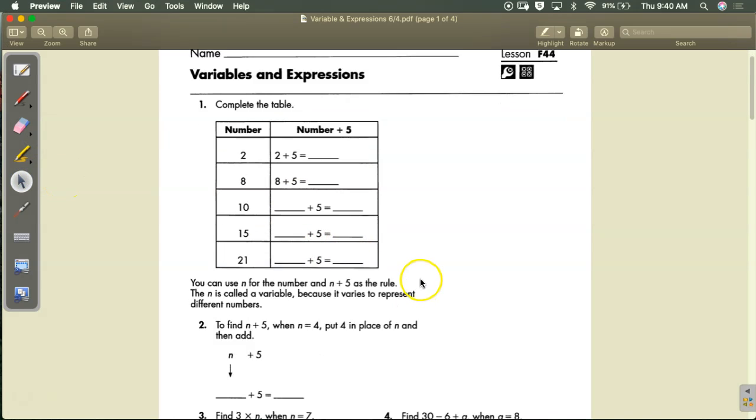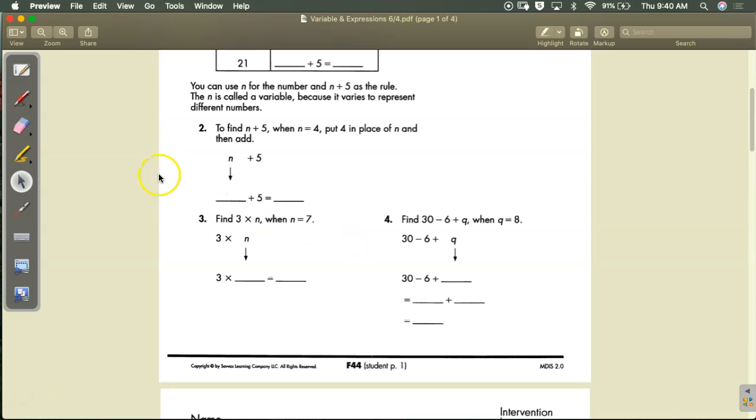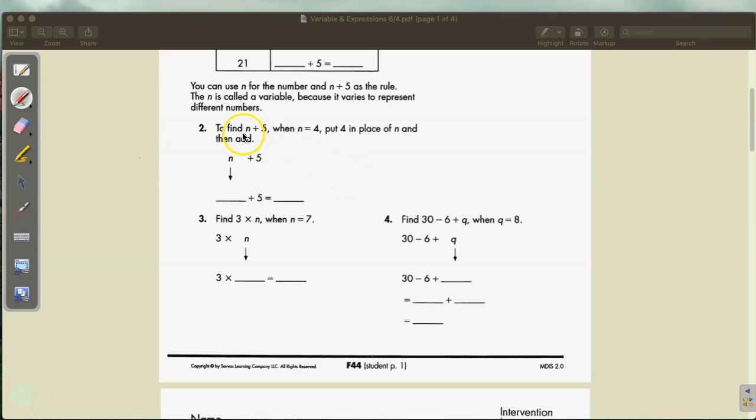Over here on number 2, for number 2 right here, you have the equation right there, the expression, and I'm going to write my little function machine here so you can see it in action. I have the n, plus 5 is the rule, so I'm going to put that in the middle, and then I don't know this piece. So here they already told me what to do. N equals 4, so I'm going to put 4 in n's place, and then I'm going to go ahead and solve it right there, and I would have my answer.